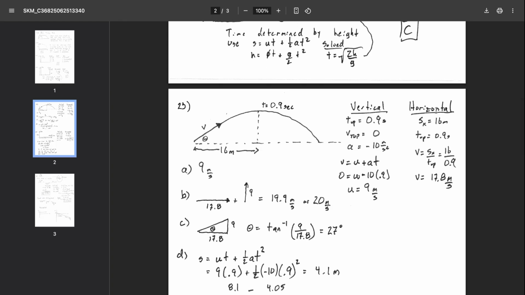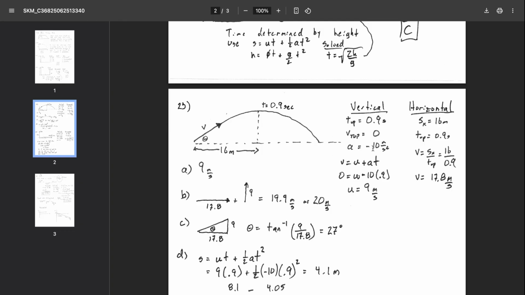I have my vertical and my horizontal. So I labeled these a little better this time, I should say. So my time up, which is my t at 0.9, because technically time is 0 here, it's 0.9 there. If it's going to a level playing field, it'll be 1.8 here. So my time up is 0.9 seconds. My velocity at this point in the vertical direction is 0, because that's its maximum height. So at its maximum height, it goes to a velocity of 0 instantaneously, and then it'll start speeding up on its way down. And my acceleration, I'm going with down is negative, up is positive.